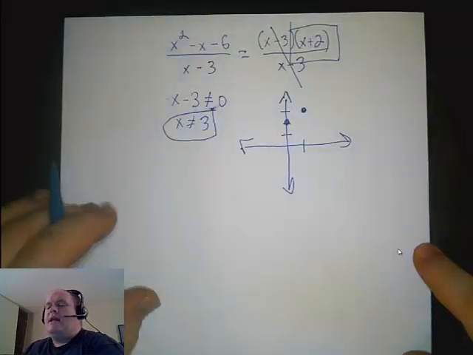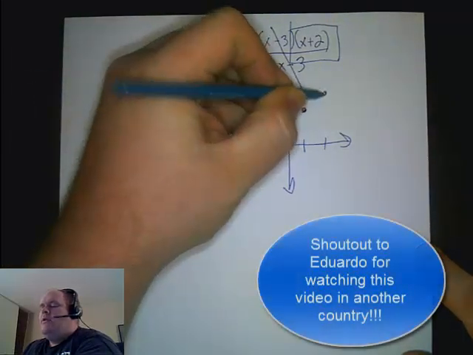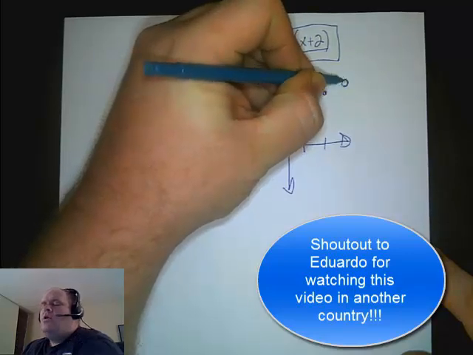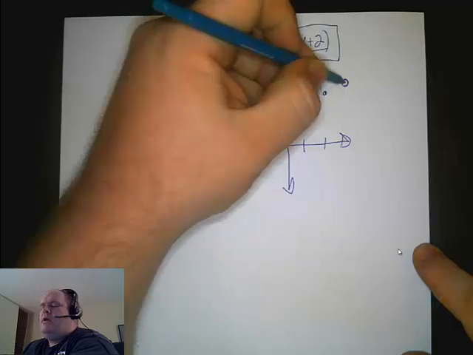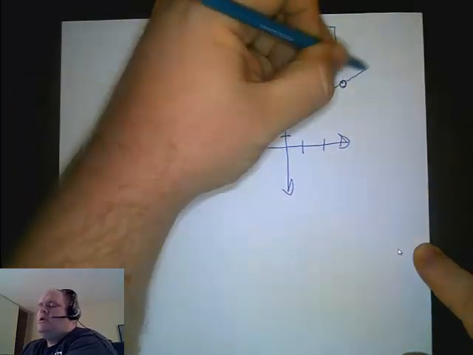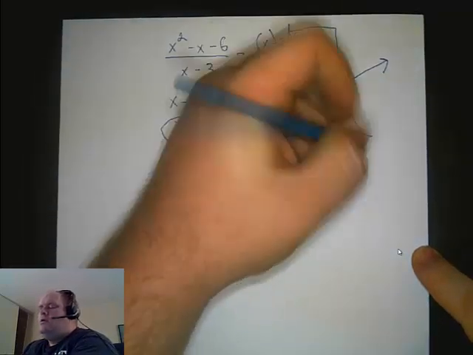However, remember x cannot equal 3, so at 2 it will be 4, but then at 3 there's going to be what we refer to as a hole in the graph. So if I was to graph it, it's going to go through these points. It's going to keep going in this direction. But this point right here is known as a hole in the graph.